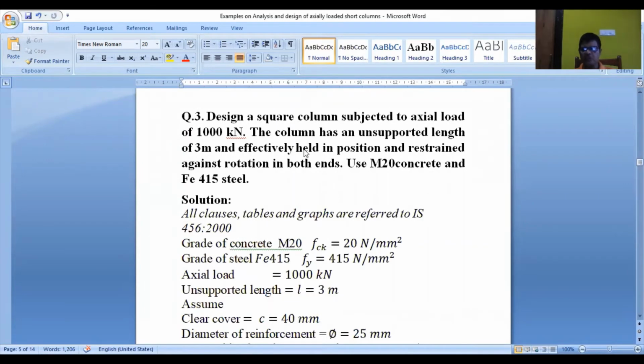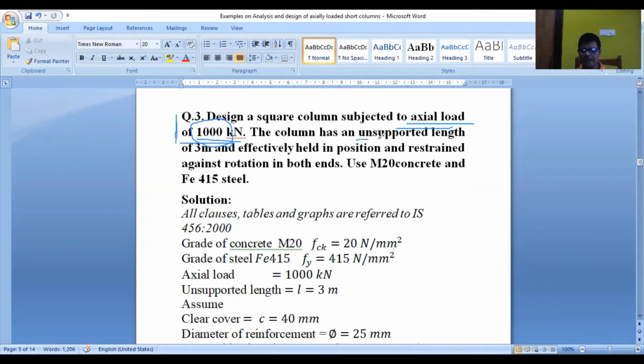Now it is: design a square column subjected to axial load of 1000 kN. Now in the question you see what is given, axial load. If axial load is given, then you have to find the ultimate load. Ultimate load is equal to this axial load into 1.5. You have to multiply by 1.5. But if the question says subjected to limit state load or factored load, then don't multiply by 1.5. This part you should see in the question.